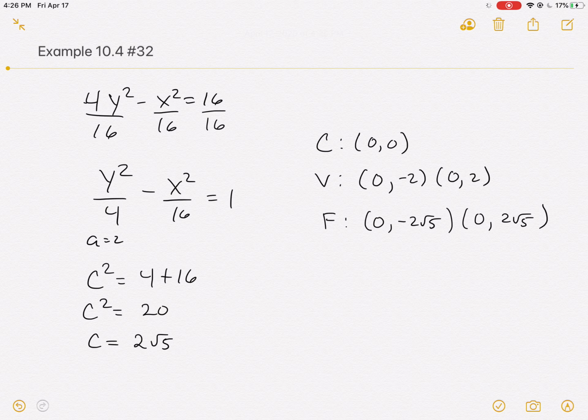Now it asks us for the center, the vertices, the focus, and the asymptotes. So what are the asymptotes? Easy. y minus k, so k is 0, so y minus 0 is equal to the slope, now plus or minus because there's two of them. That slope is the square root of what's underneath y all over the square root of what's underneath x. And I have those reversed, don't I? So it's good that I did that with you.